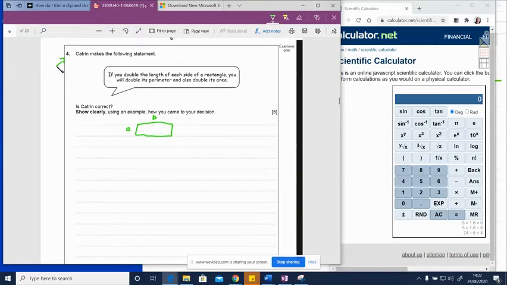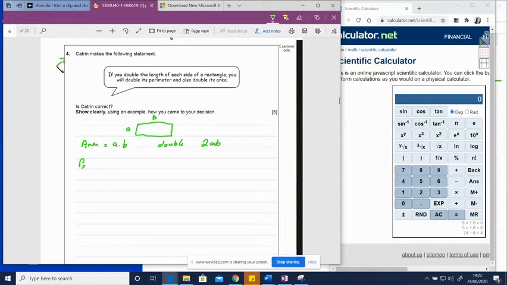So I'm going to first work out the area of this rectangle. And the area of any rectangle is simply the length times the width. So it's A times B. If I double the area, I simply multiply AB times 2, so it's 2AB.